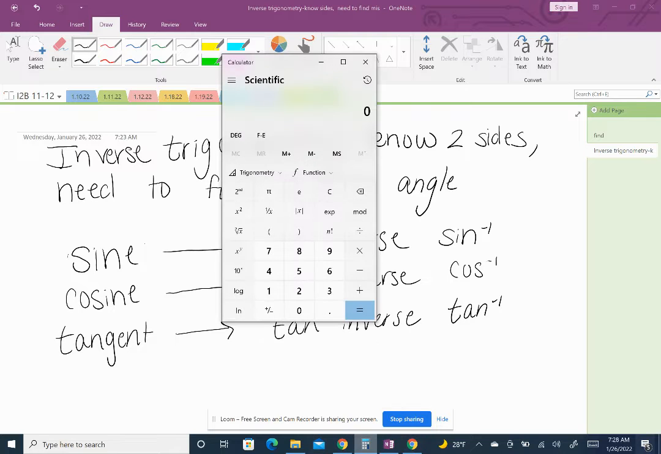So on a calculator like this, I choose my trigonometry function. I choose the second button right here. You can see sine -1, cosine -1, tangent -1. There are options on just Google searches as well.